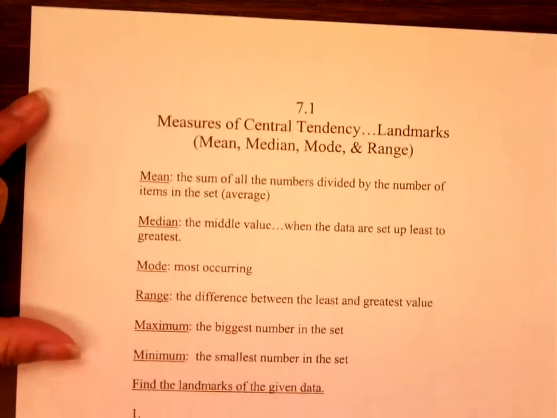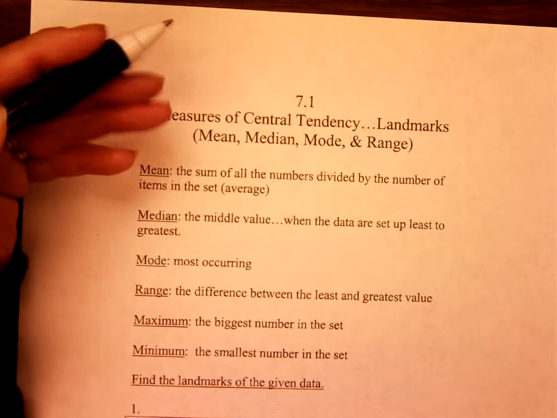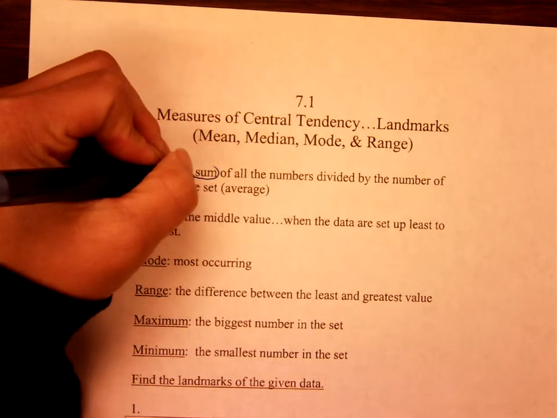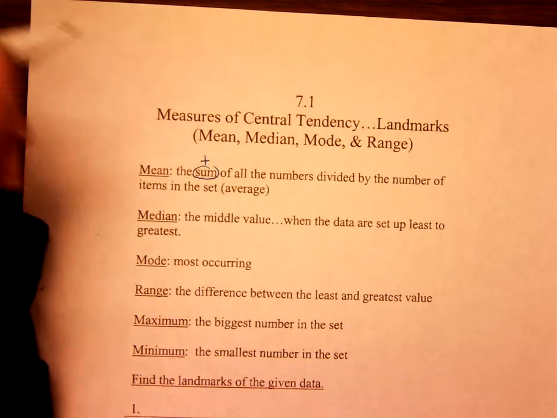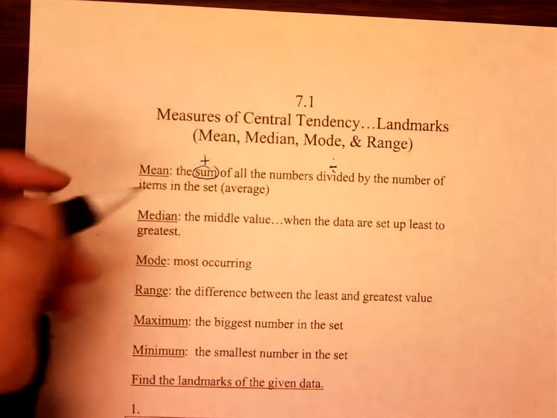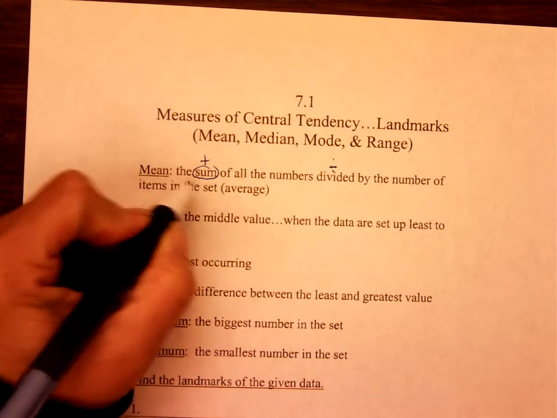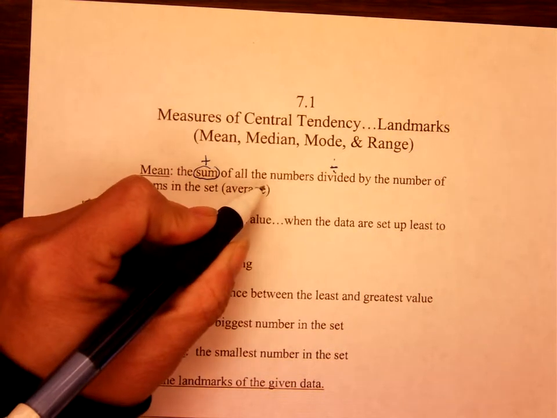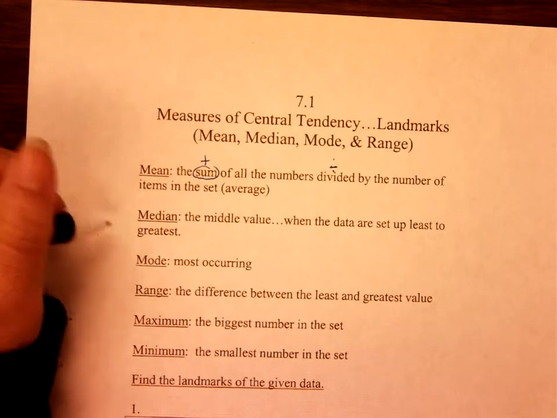So the definition of mean is the sum of all numbers. Remember, the word sum means addition. Sum of all numbers divided by the number of items in the set, or finding the average. So when we're finding the mean, we're finding the average. So what you're going to do is add up all the numbers, and if there's 5 numbers that you added up, you're going to divide it by 5.